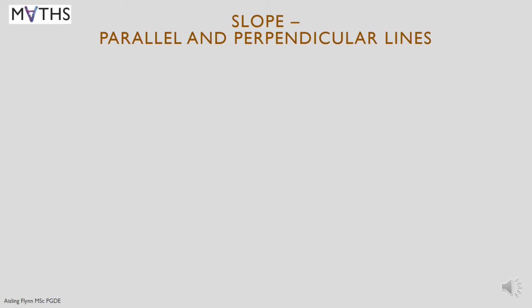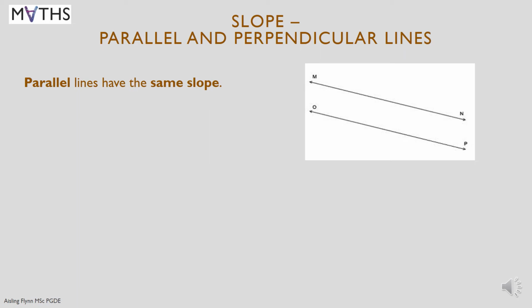So a note here on slope and parallel and perpendicular lines. What does parallel mean? Parallel lines have the same slope. So here we have 2 parallel lines pictured. You can see that they're pointing in the same direction, they have the same slope, and they will never ever meet or cross. So parallel lines have the same slope.